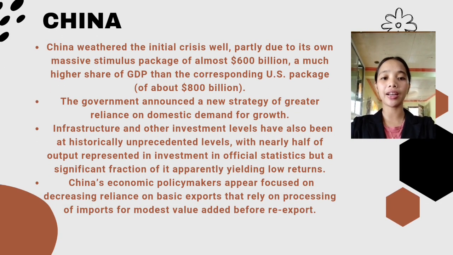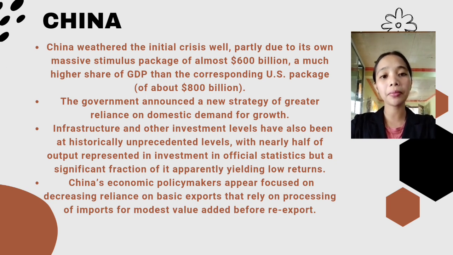The next country is China. China weathered the initial crisis well, partly due to its own massive stimulus package of almost 600 billion US dollars, a much higher share of GDP than the corresponding US package of about 800 billion US dollars. The government announced a new strategy of a greater reliance on domestic demand for growth.